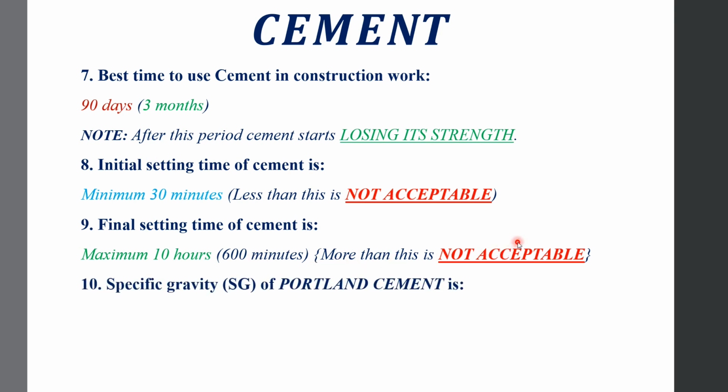The 10th property of Portland cement is specific gravity of Portland cement. This is special for Portland cement. Other types of pozzolana cement or high strength cement, their specific gravities may be different, but for Portland cement, the specific gravity is 3.15. But other cement types have different specific gravities.